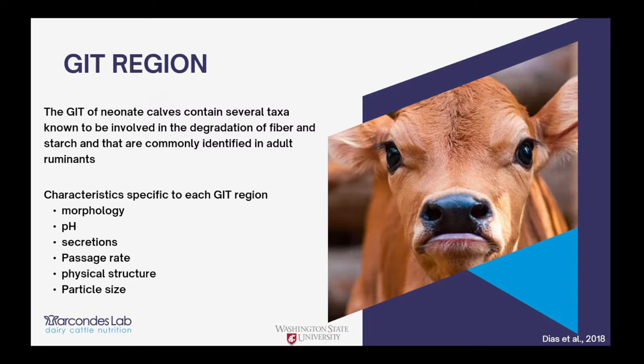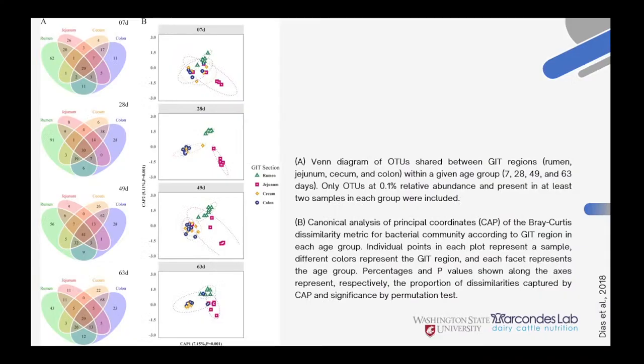So what are the characteristics that we do believe matter? Basically morphology, pH. Again, we're going to talk about pH. A lot of secretions, passage rate, we're going to talk about passage rate today as well. Physical structure and particle size. That same group in Spain has been doing some very nice studies with particle size, and they will also affect the evolution of the GI tract.